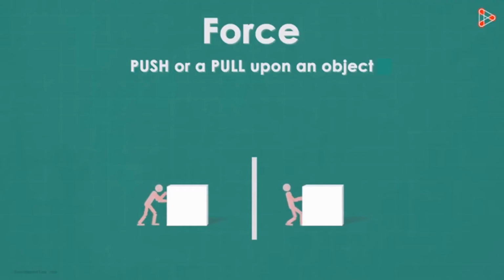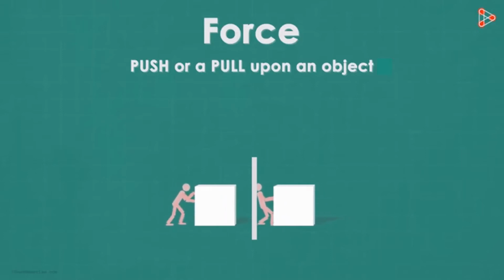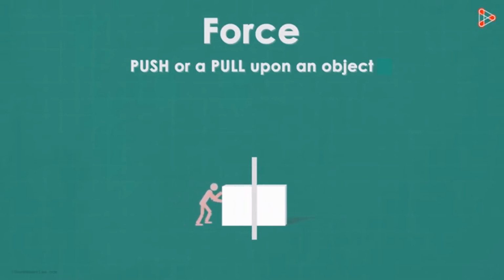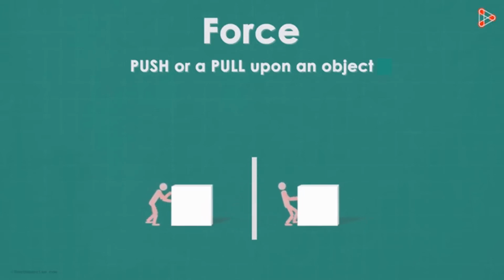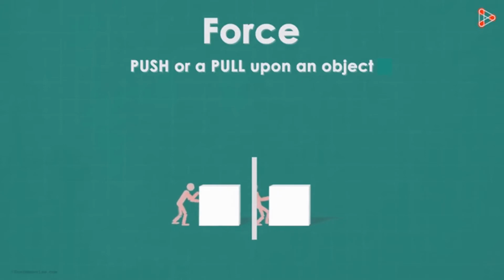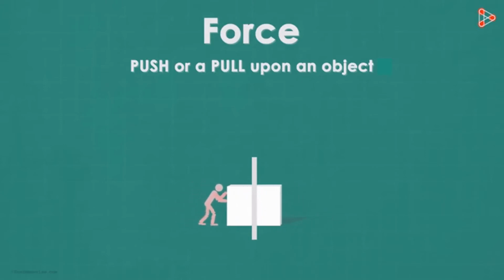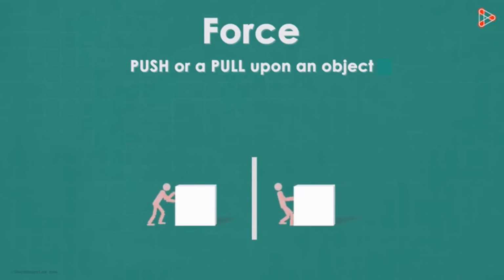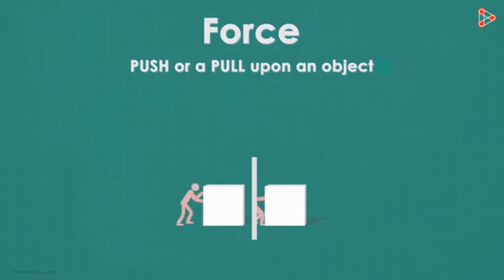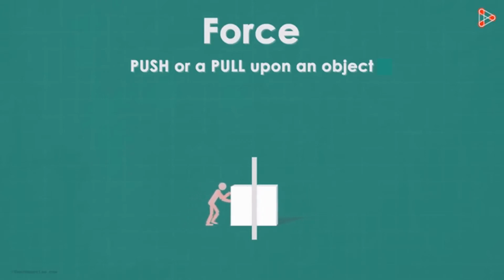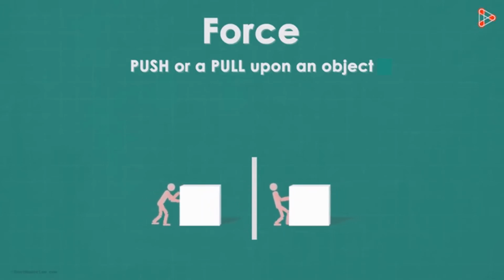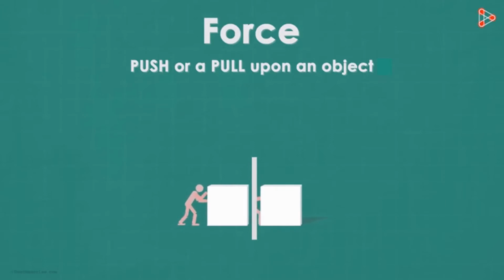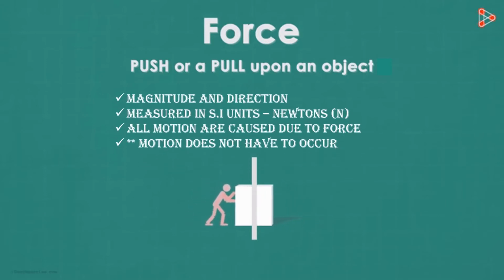First, force. As you all know, force is nothing but a push or pull upon an object. In that image, the person is pushing, and you can see the person is pulling also. When some force is applied on an object, the object starts moving. So in general we say that force is a push or pull upon an object. You would have learned all these things in your lower classes, but we will just recall it.